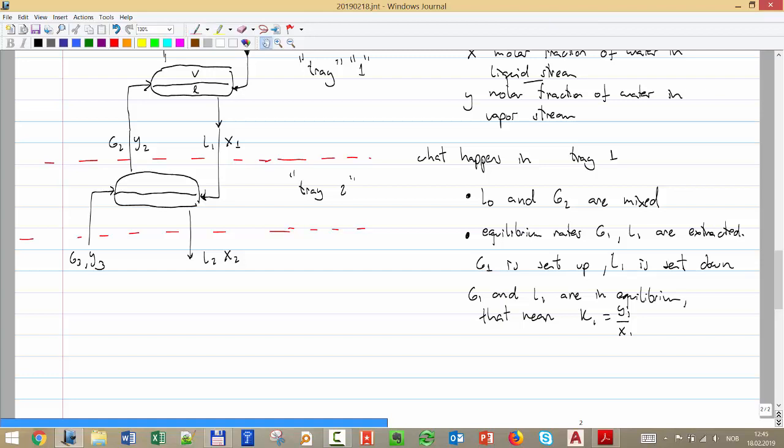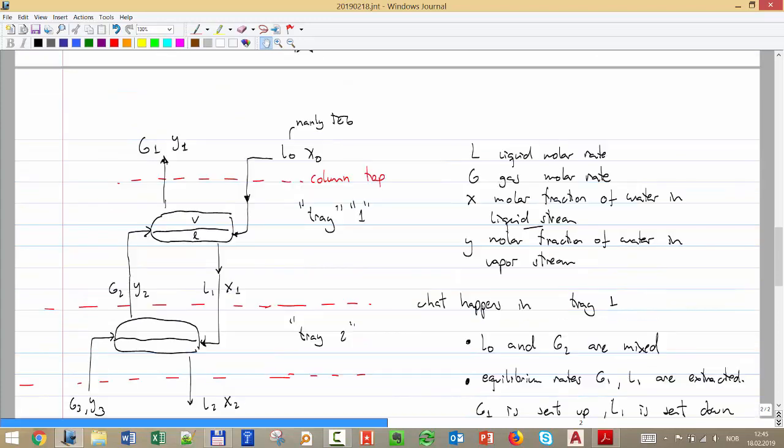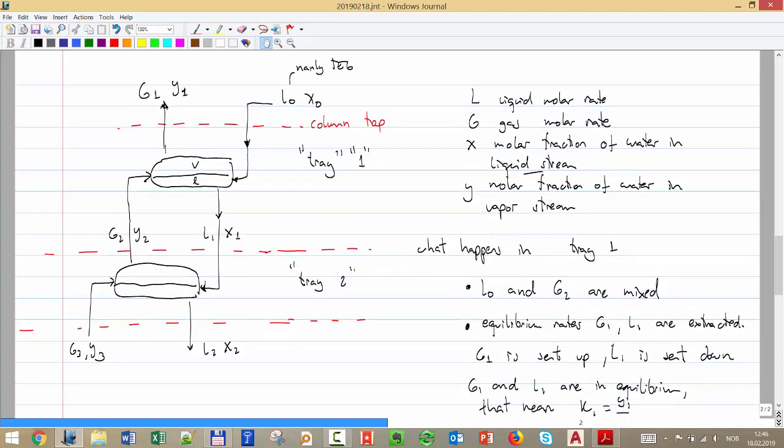Now you see why we have this nomenclature. If it's 1, that means that it's leaving stage 1 to go to stage 2. Now I have 2, the same thing: it's leaving tray 2 to go to 3. Now this one is leaving 3 to go to 2, and this one is leaving 2 to go to 1. And this one is leaving 1 simply to go out of the column. And of course here I have L0, which is not coming from any tray, so I use simply the index 0.